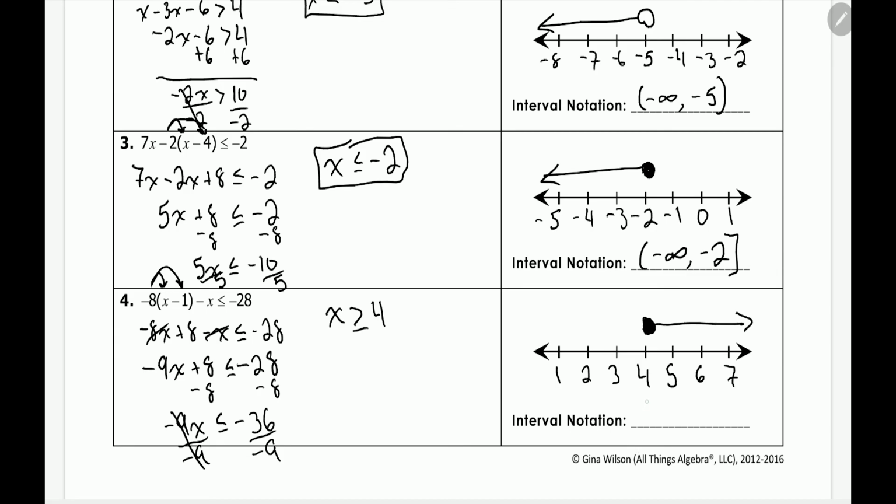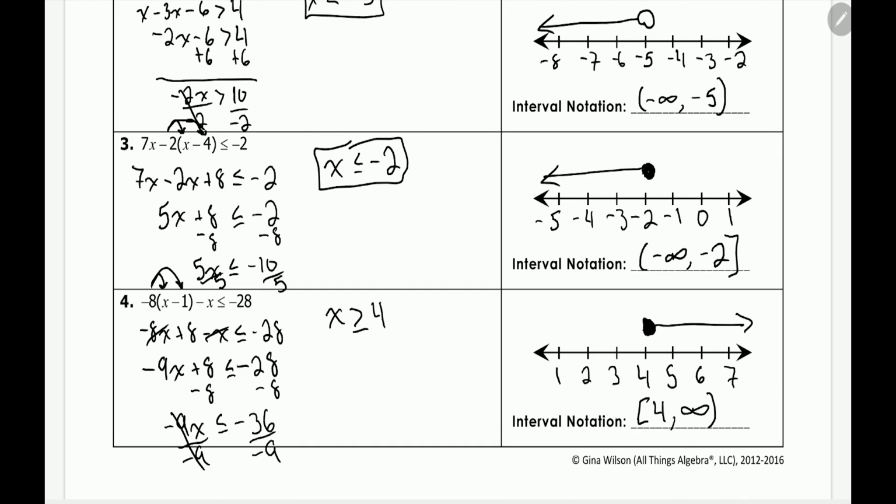So we're going to have, reading left to right, we come up to the 4 with a closed circle. That's going to be bracket 4, comma. This goes to infinity, and infinity always has parentheses. Okay?